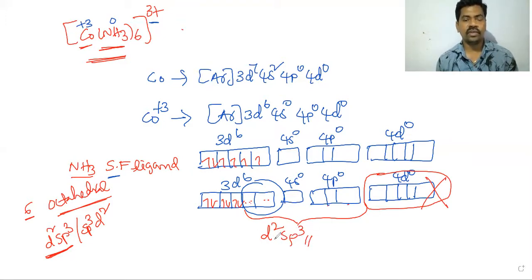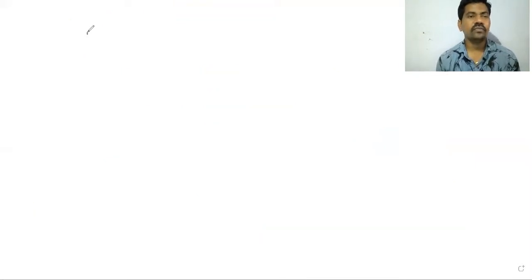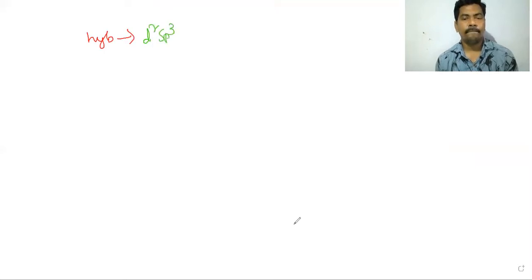This is a very important step. So what is the hybridization in this one? D2sp3 hybridization. Then the geometry will be octahedral.